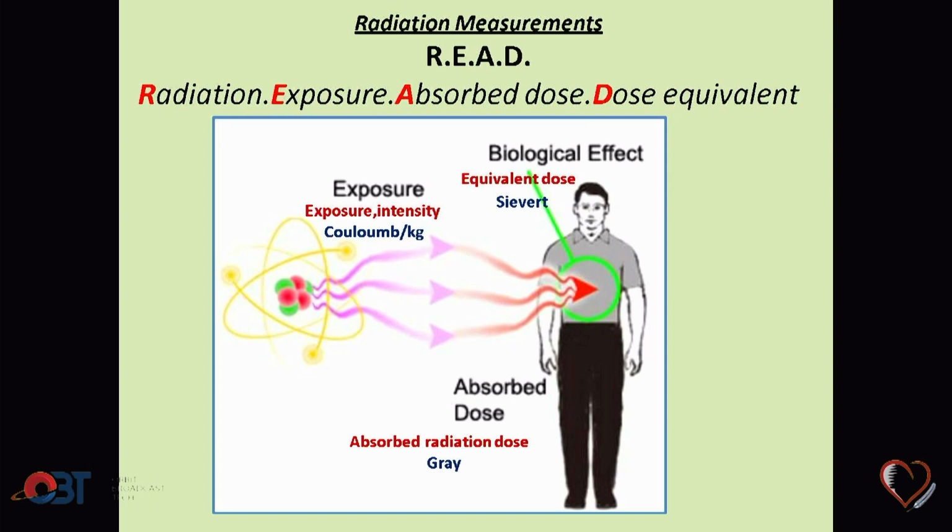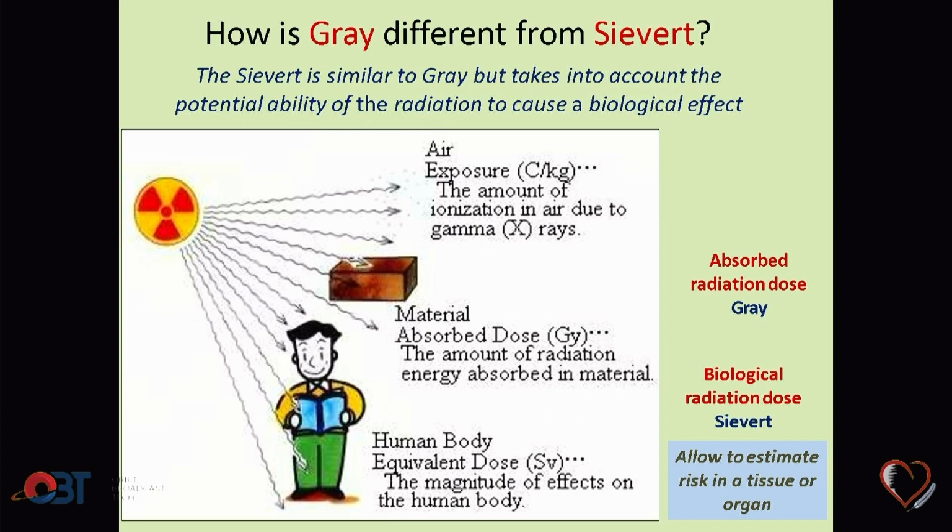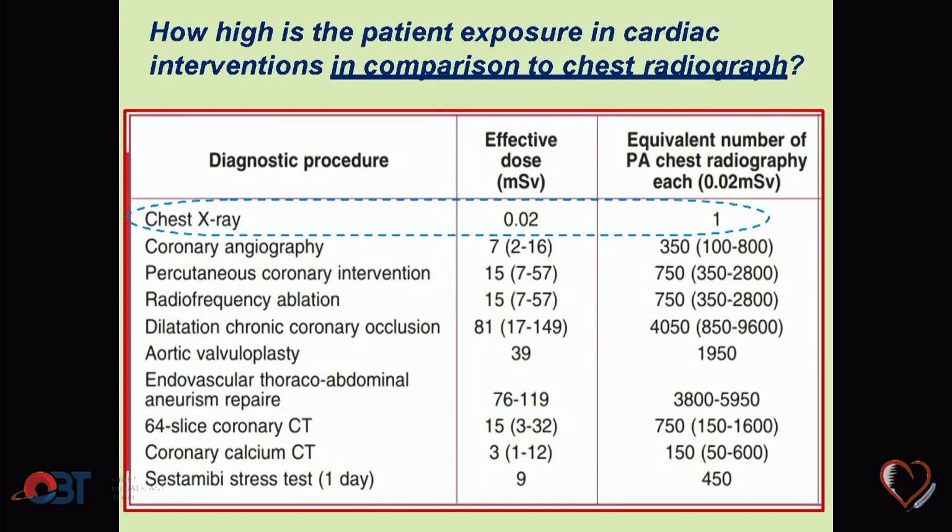There are different terms all of us should be a little bit familiar with. The abbreviation is READ, that's radiation exposure absorbed dose and dose equivalent. Basically, exposure is coulombs per kilogram and biological effect is in sievert and absorbed dose in grays. So how is gray different from sievert? Sievert is similar to gray, but it takes into effect the potential ability of the radiation to cause a biological effect. Now, what is that biological effect? I'll allude to it in a few minutes.